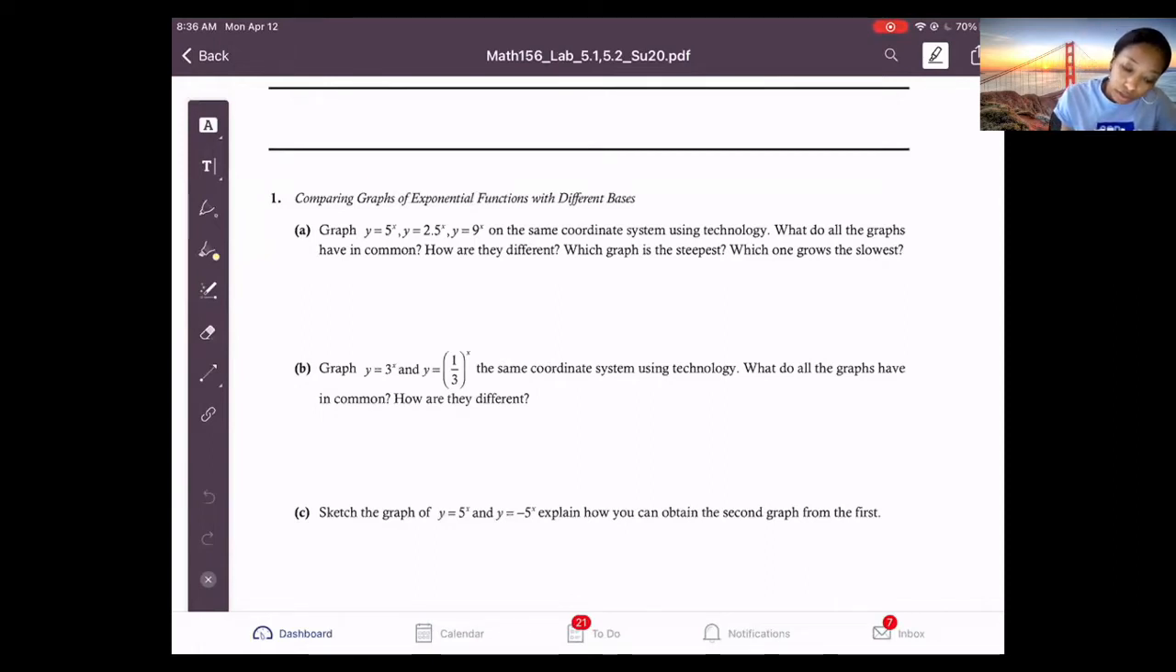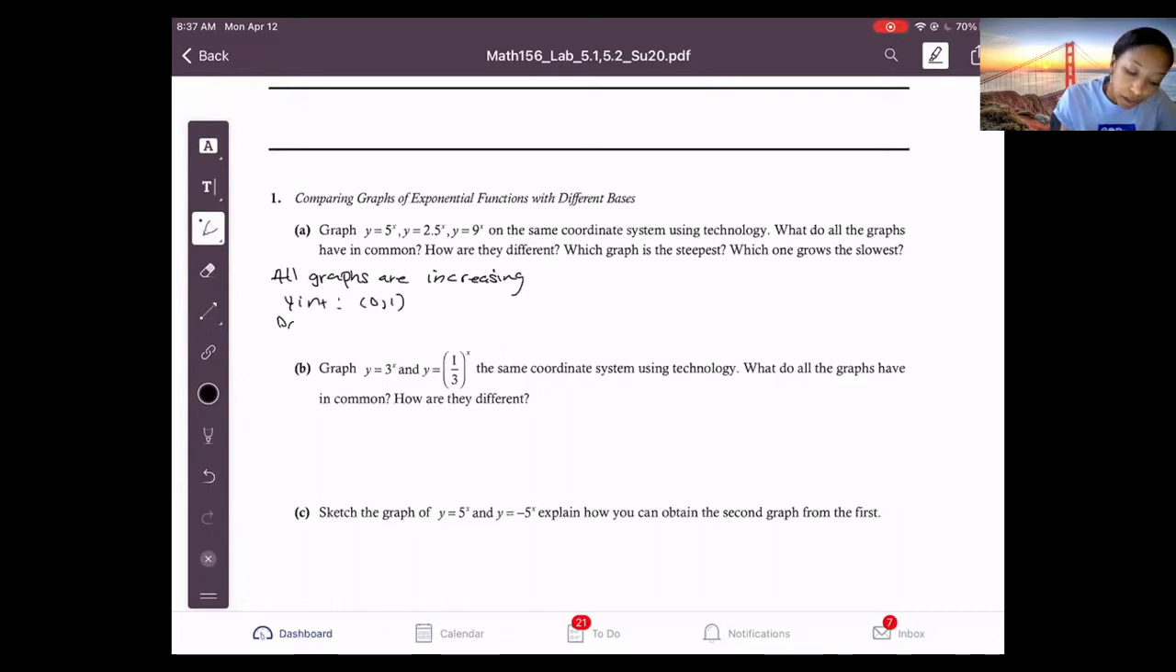So first, what do all of these graphs have in common? All graphs are increasing. They all have a y-intercept at 0, 1. They all have a domain of all real numbers, or negative infinity to infinity. And they all have a range of 0 to infinity, all positive numbers.